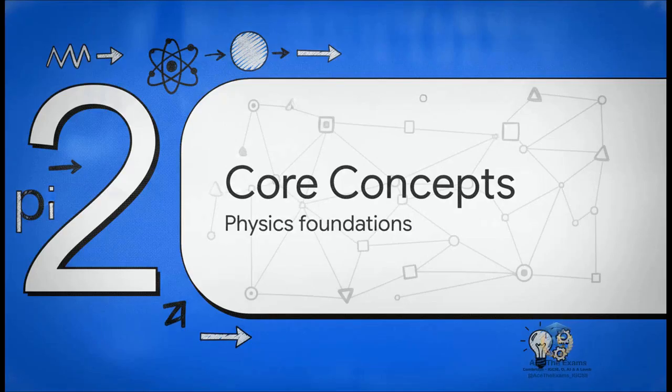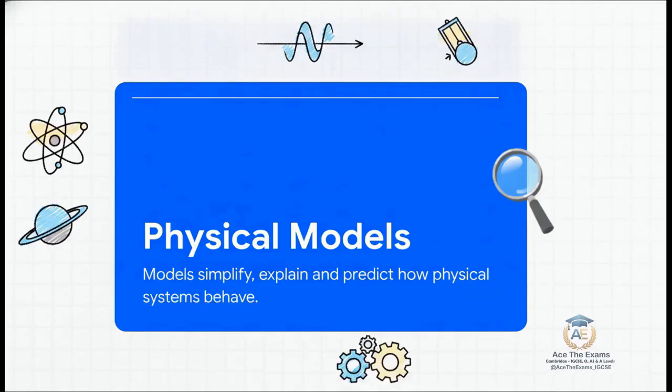Moving on to Section 2, Core Physics Concepts. Let's look at the big ideas that tie the whole universe together. The first big concept here is the use of models. Physicists are constantly, and I mean constantly, developing models of physical systems. Why do we do this? Well, the universe is incredibly, overwhelmingly complex. Models simplify all that chaos.